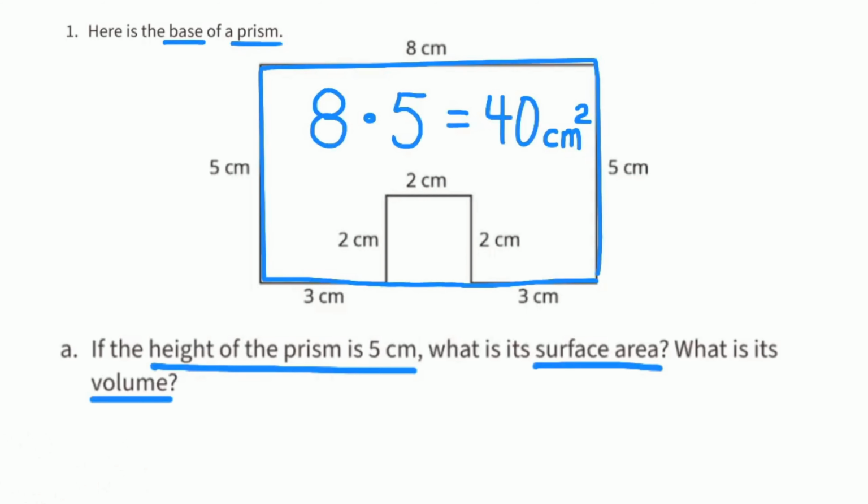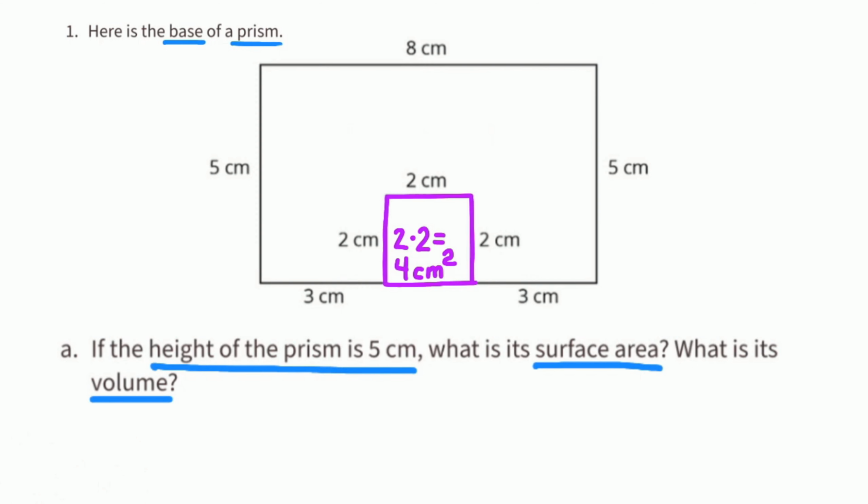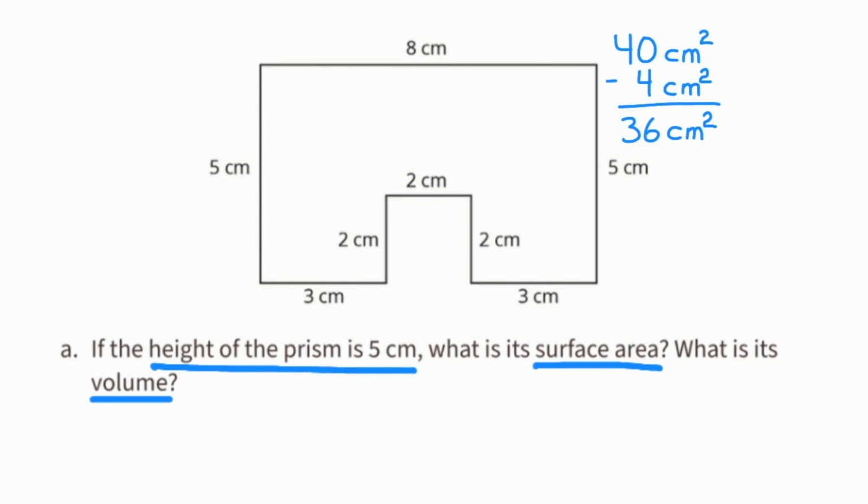centimeters. To find the surface area of this base, you'd multiply 8 times 5, which would get you 40 centimeters squared. Next, we need to subtract this small section that's 2 by 2. 2 times 2 is 4 centimeters squared. So 40 centimeters squared minus 4 centimeters squared gives us 36 centimeters squared for each of the two bases.